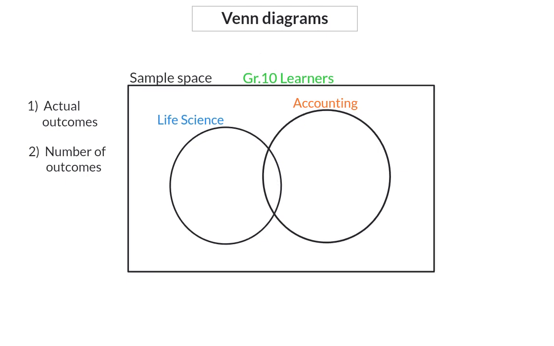The third option is to indicate the probabilities. So in our example now, we know that the probability of choosing someone who only takes life sciences is 0.4, those only taking accounting 0.35, and those taking both subjects will be 0.1. The probability of choosing someone taking neither of these subjects is 0.15. Now also remember that a probability is always out of 1. So if we add up these four probabilities, you will see that the sample space has a probability of 1.